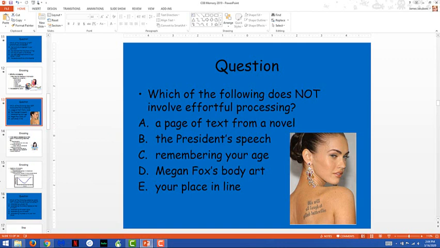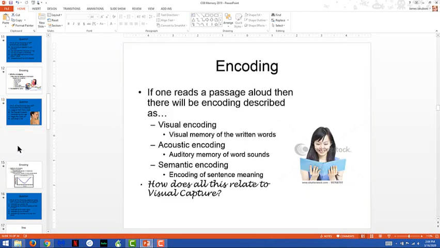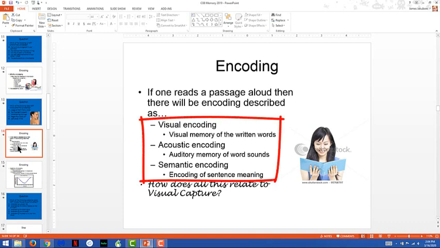Now, there are some other things that occur with respect to encoding, and those are the degree to which you will likely remember something. And the degree to which you remember is going to be affected to a great degree on whether or not it has a visual, acoustic, or semantic encoding component to it.